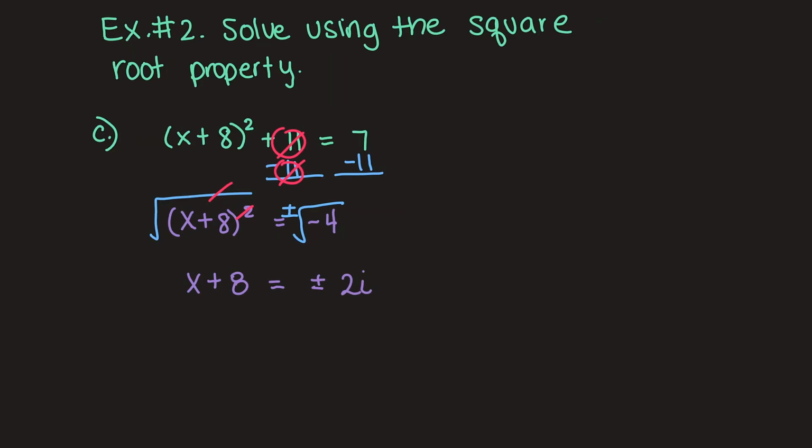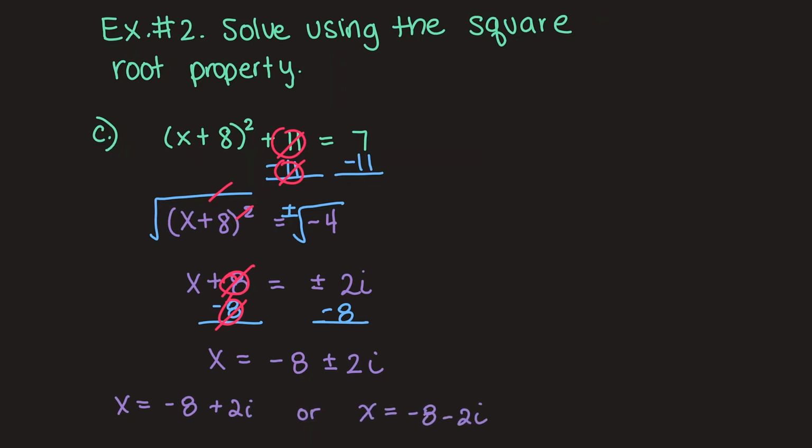and now we have to isolate our x. So we subtract 8 from both sides of the equation, and we have x equals negative 8 plus 2i, or x equals negative 8 minus 2i. So our solutions are negative 8 plus or minus 2i.